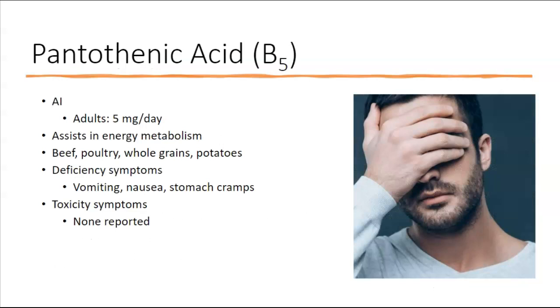It's B5. It too has an AI. Adults need about 5 milligrams per day. It assists in energy metabolism. We can find it in beef, poultry, whole grains, and potatoes. The deficiency symptoms are nausea and vomiting, stomach cramps, and no toxicity symptoms are reported.